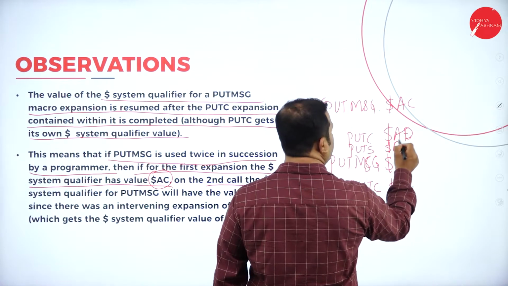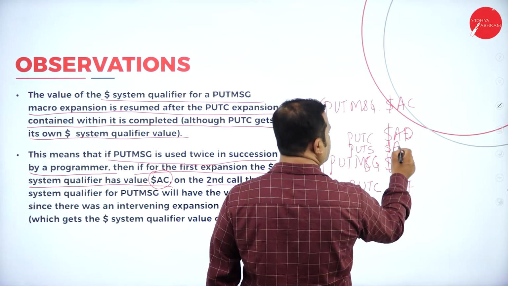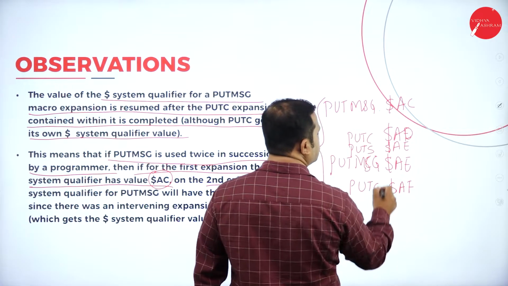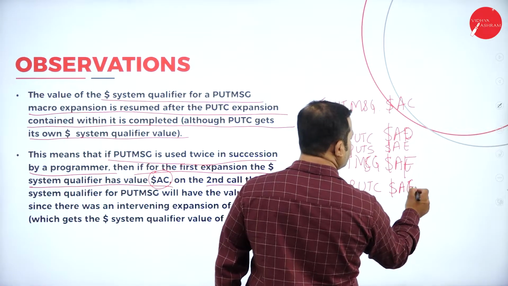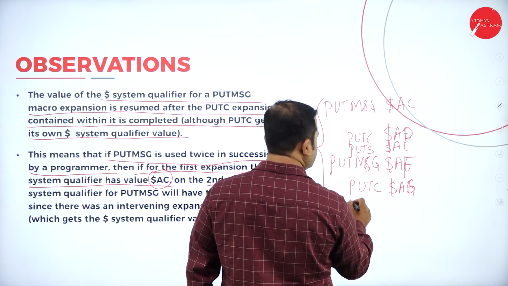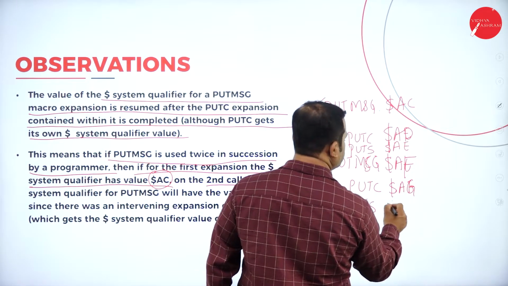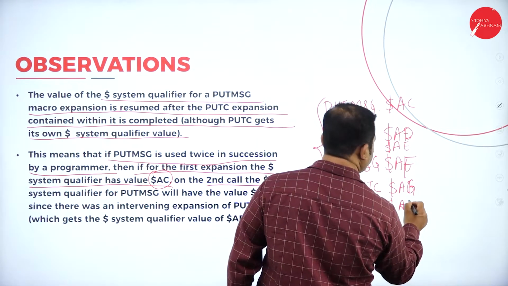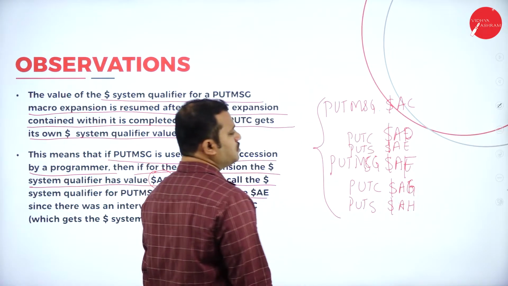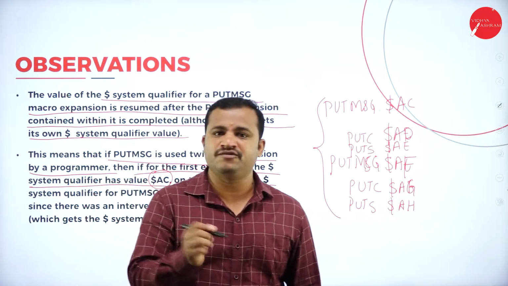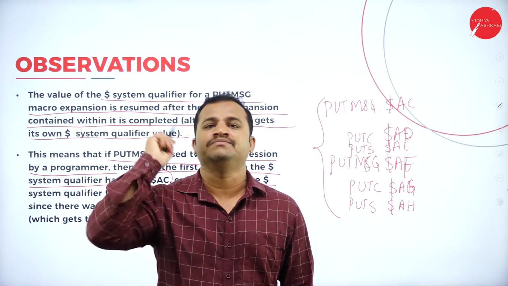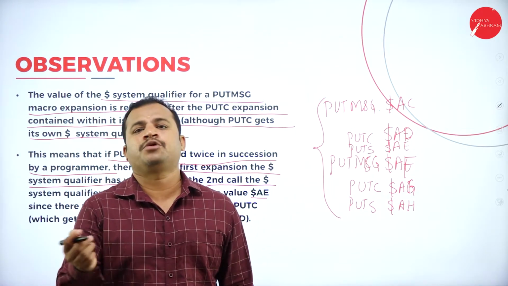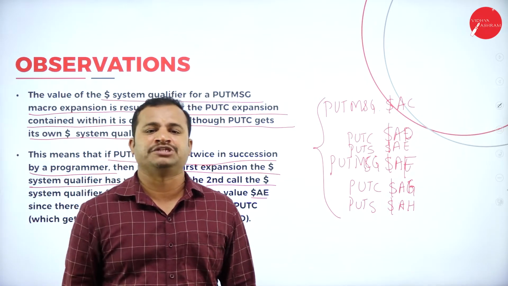This becomes $AD. This becomes $AE. This becomes $AF. This becomes $AG. This becomes $AH. So each one of the function definitions in the macro expansion is identified uniquely, so that there would not be a problem during the time of compilation.